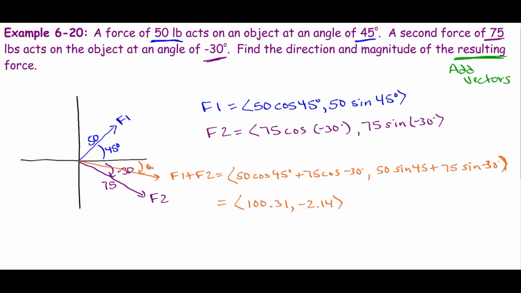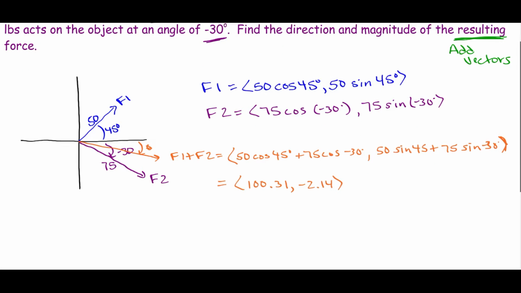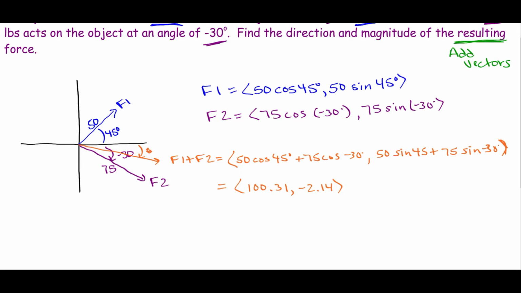So we're trying to find this direction angle, and we're trying to find the magnitude or the actual force on the object. So once we have the resulting force, then we can find the magnitude of that force. So the magnitude of F1 plus F2 is going to be the square root of 100.31 squared plus negative 2.14 squared, which gives us about 100.33 pounds. So my magnitude is about 100.33, and then I need to find that direction angle.